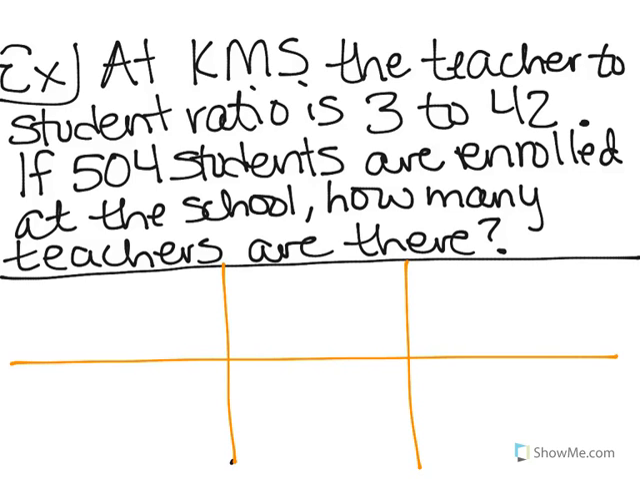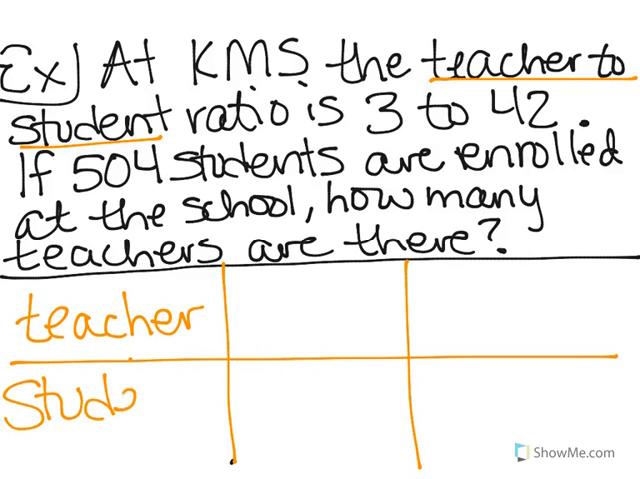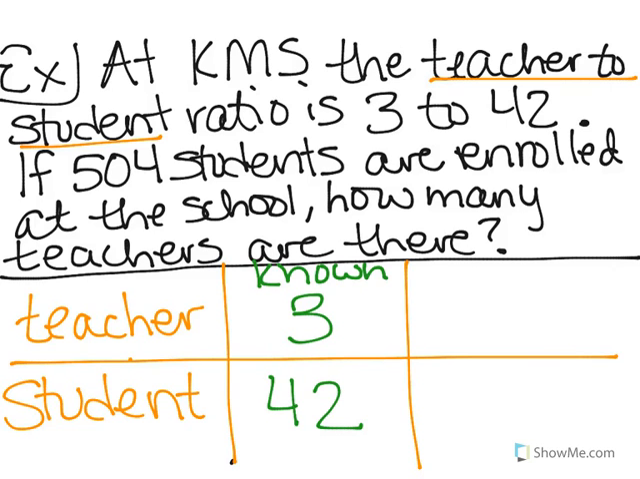Okay, we know from the beginning this is teacher to student. So that means I need to put teacher to student on the left side. That is just a label. The next thing we do is we write our known. This is our known ratio. Okay, it's what's given to us. We know that it's 3 to 42. So we're going to put 3 teachers to 42 students. The next side, the right side, is our unknown. It's what we are looking for.